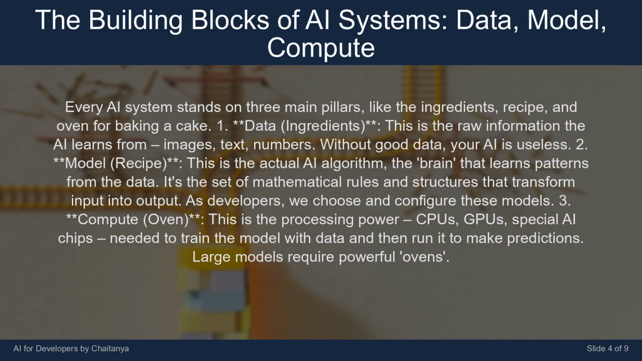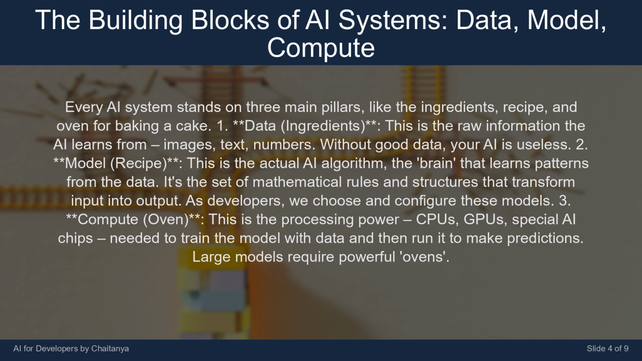Every AI system stands on three main pillars, like the ingredients, recipe, and oven for baking a cake. 1. Data, the ingredients. This is the raw information the AI learns from: images, text, numbers. Without good data, your AI is useless.